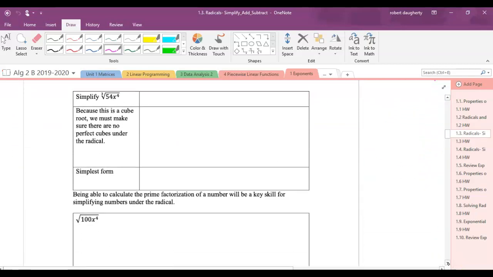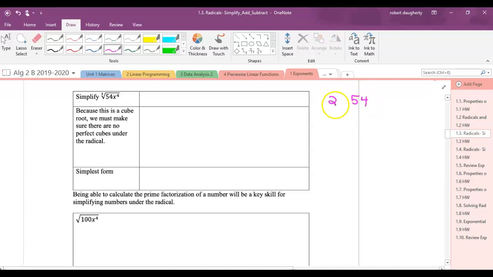The cube root of 54x to the 4th. Okay, now instead of a square root, I've got cube roots. So really, in order to simplify this, I would love for what's under the radical to be perfect cubes. Okay, so let's look at 54.